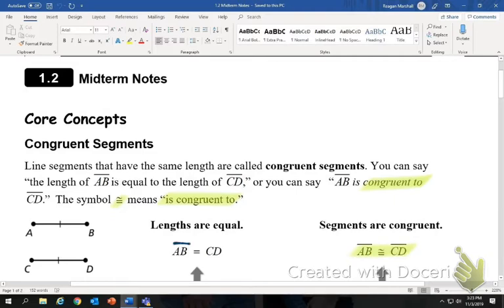Remember that if there's no line above, it means the length of that segment. So the length of AB equals the length of CD. Or you could say segment AB is congruent to segment CD. Both are acceptable.